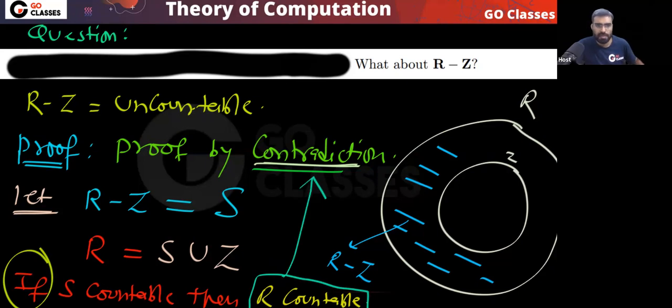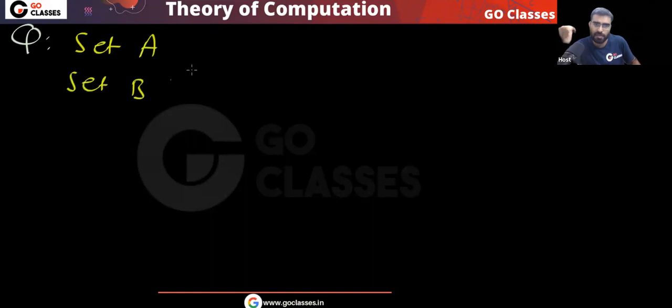Okay, is this clear? This is a very interesting proof. Let's generalize this. Let's do the generalization. This is the question. Let's assume we have two sets, set A and set B. Let's assume this is uncountable. Take your copy and pen. Let's do it.